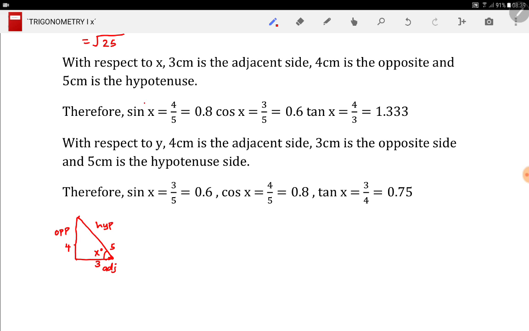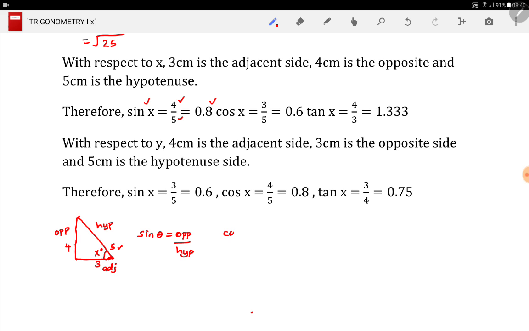Therefore, sine of x, remember, sine of any angle theta is given by the opposite side over the hypotenuse side. Now, the side opposite to x is 4. The hypotenuse side is 5. So sine of x is 4 over 5, which is equal to 0.8.